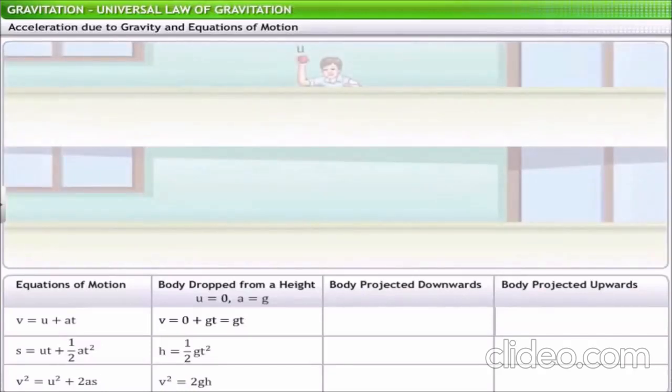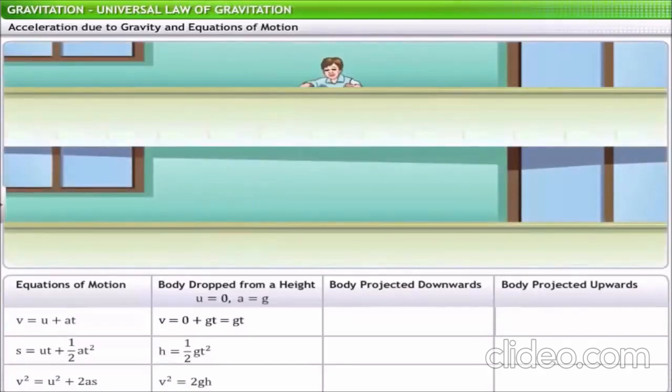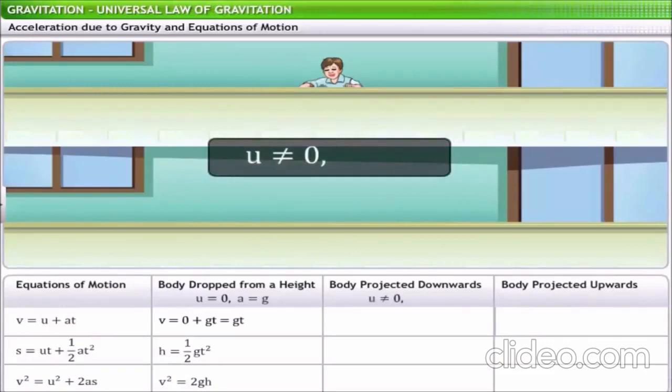In the second case, we consider a body projected vertically downward with some initial velocity. In this case, the initial velocity of the body is not 0. The acceleration a is again the acceleration due to gravity g. By substituting a is equal to g in the three equations, we get the revised equations as shown. Acceleration due to gravity is positive in this case, as the velocity of the body increases downwards.